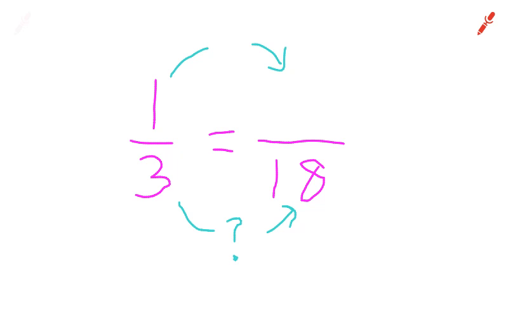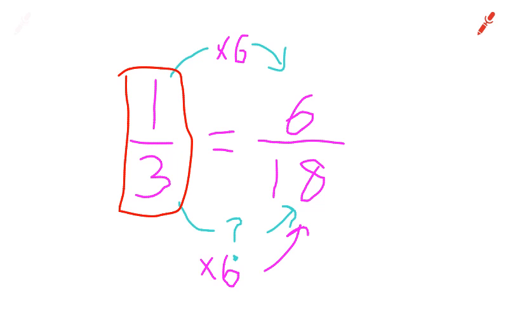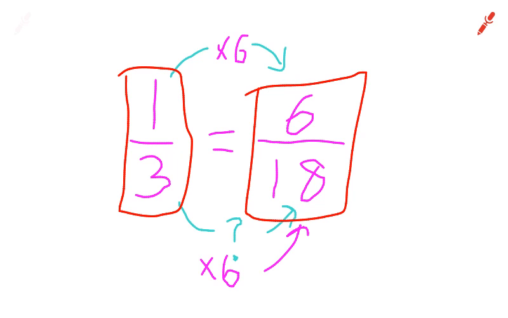So for example, I know 3 times 6 equals 18. So if I do the same thing to the top of my fraction, 1 times 6 equals 6, I know that 1/3 is equal to 6/18. It's kind of weird, but fractions are really cool: as long as you multiply the top of the fraction, the numerator, and the bottom of the fraction, the denominator, by the same number, it's going to give you an equivalent fraction.